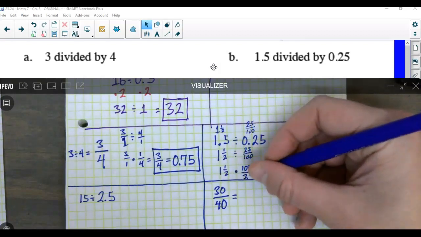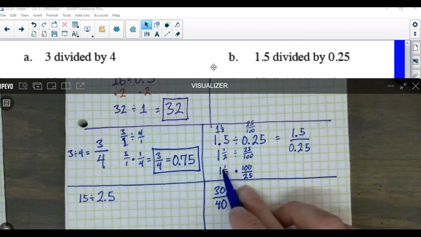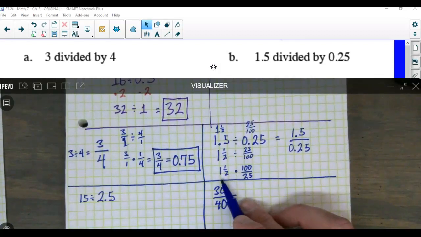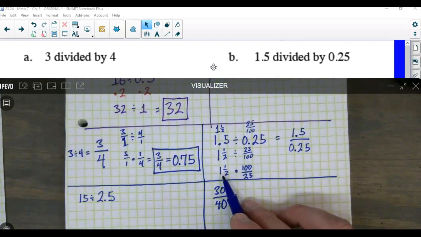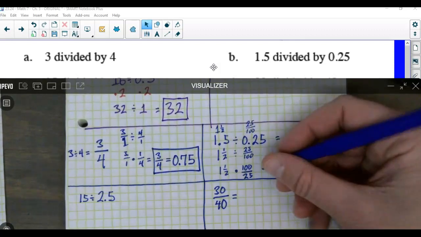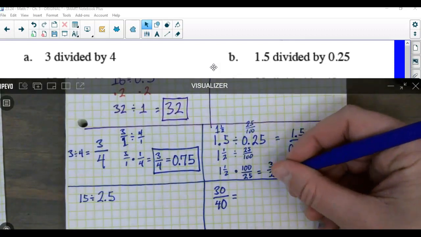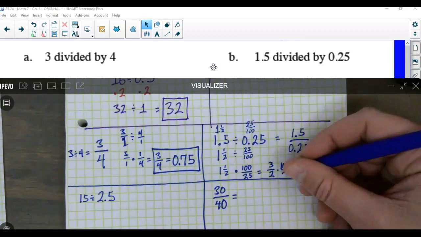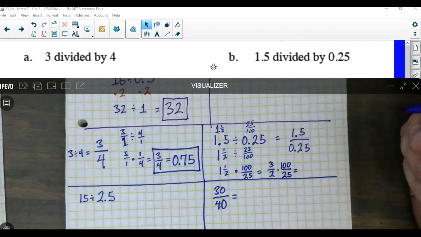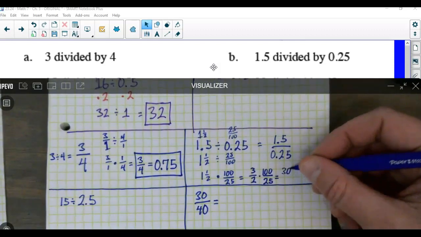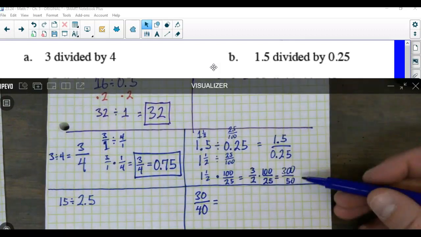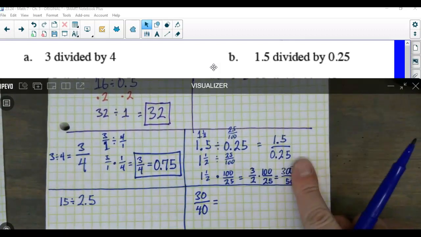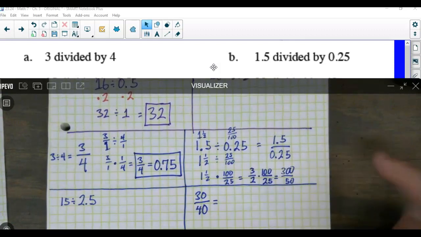Now here's the problem. When I go to multiply, mixed numbers are not as nice as an improper fraction would be. So really, I need this improper, 3 over 2. So that's really 3 over 2 times 100 over 25. We get 300 over 50. Ooh, that's not bad. How many 50s are in 300? Well, how many 5s are in 30? 6.